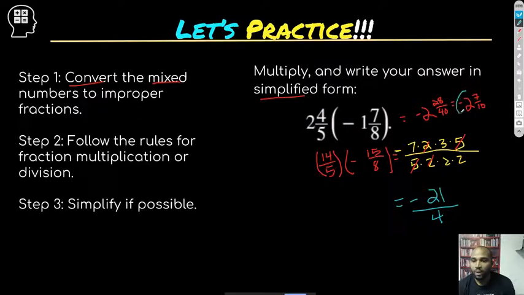So negative 21 over 4. Now, I'm comparing it to the original answer that I would have gotten had I not done it properly. If you would have just said, well, I think I'm going to multiply my whole numbers and then I'll multiply my fractions, you would have gotten this. And that's not giving us the right answer. So actually, this is our answer. If we put it in a mixed number, we can leave it this way, it's simplified. There's nothing else I can do to it.